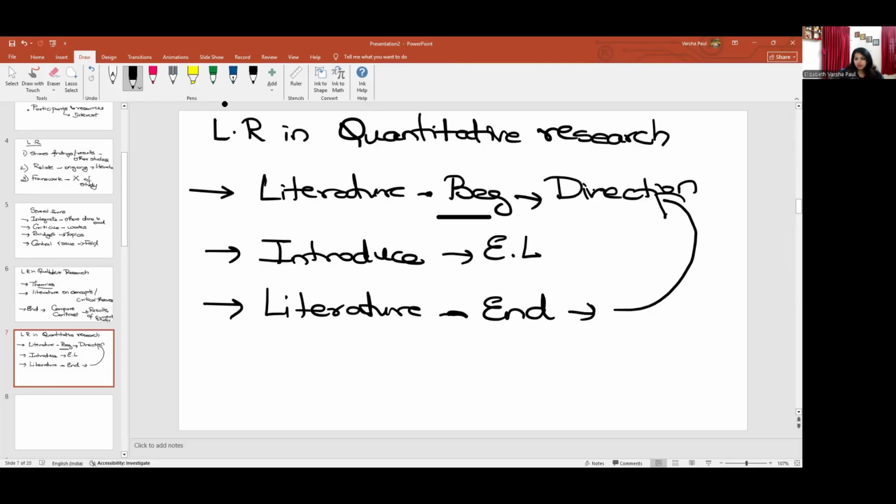And it helps you to understand the relationship between existing studies and the current results.